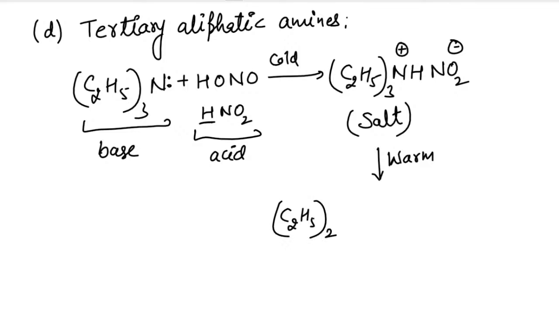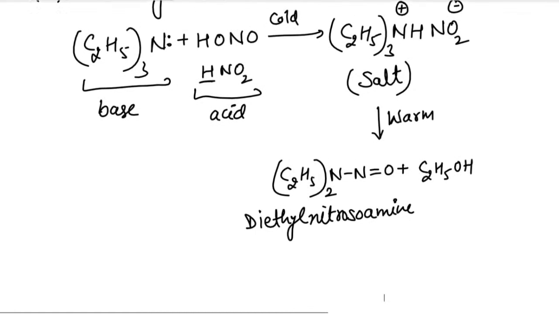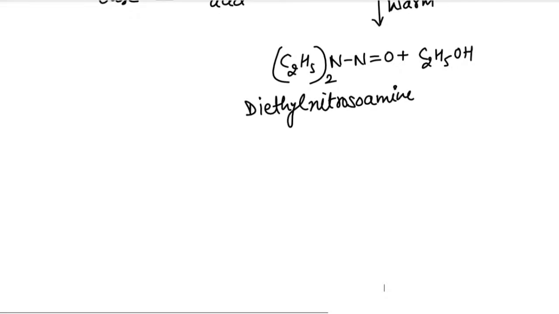C2H5 twice and N double bond O, along with C2H5OH, right. This is the product formed. So, this is diethyl nitrosoamine. So, this is the product formed, or we can say N-nitroso diethylamine.